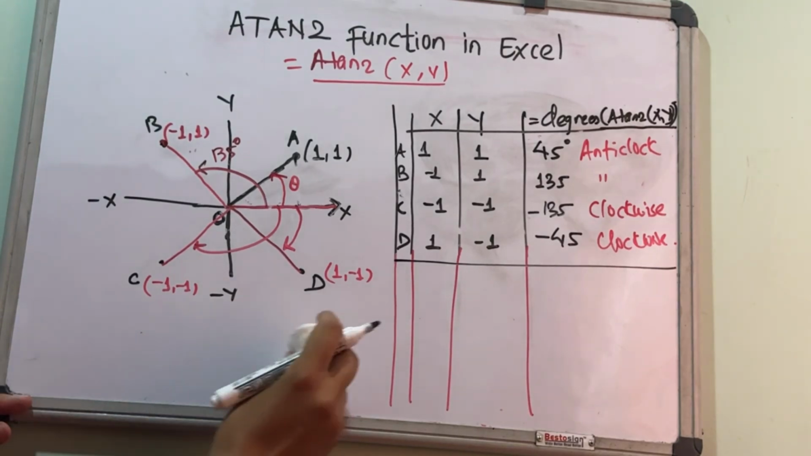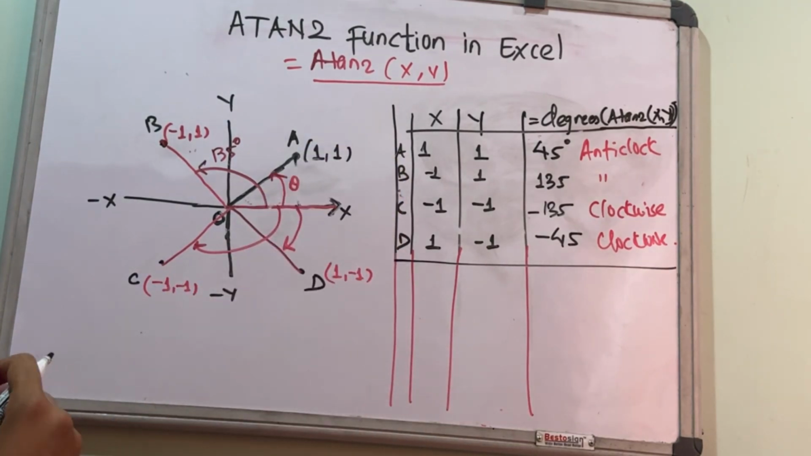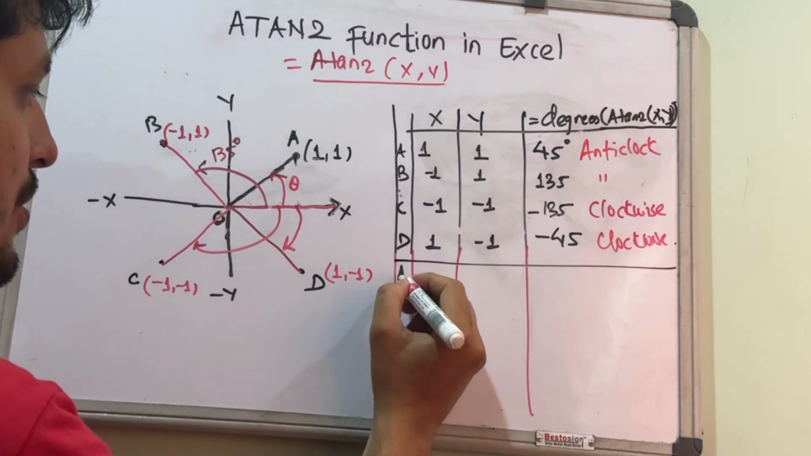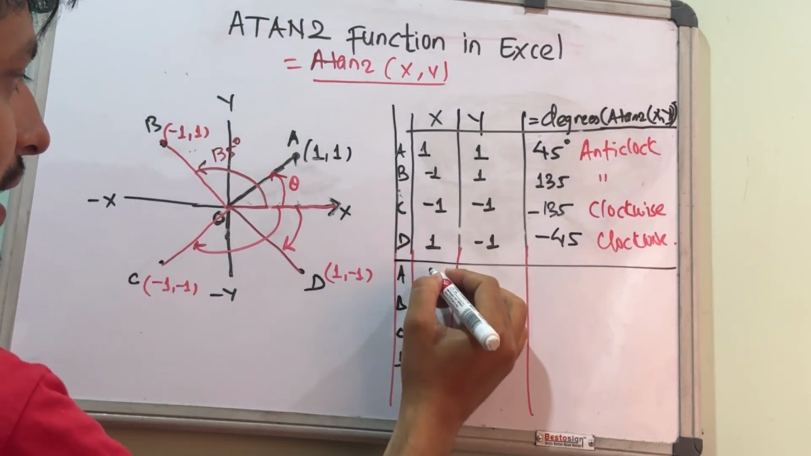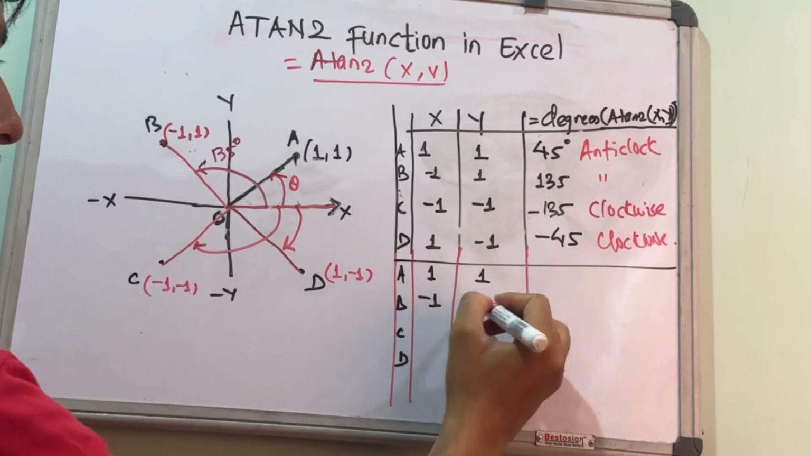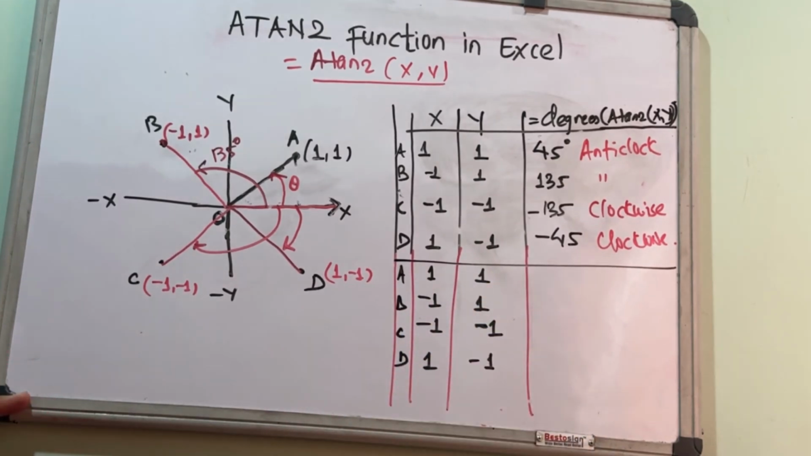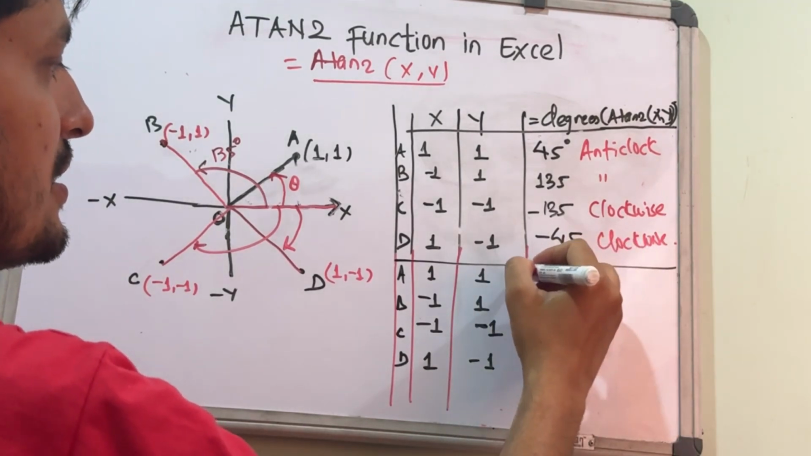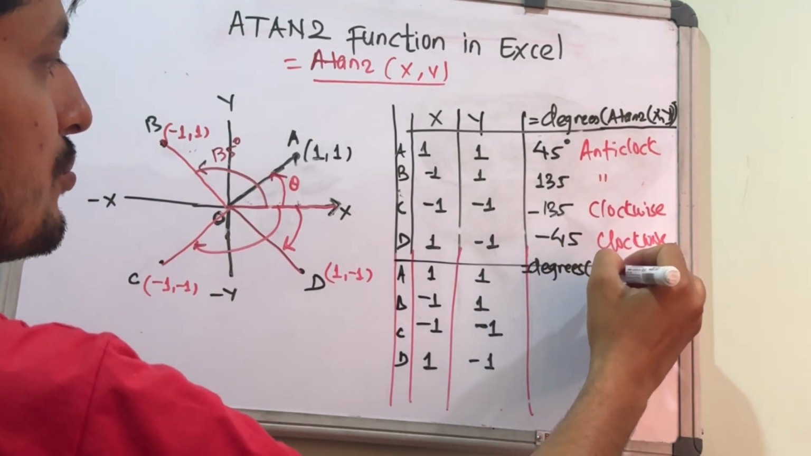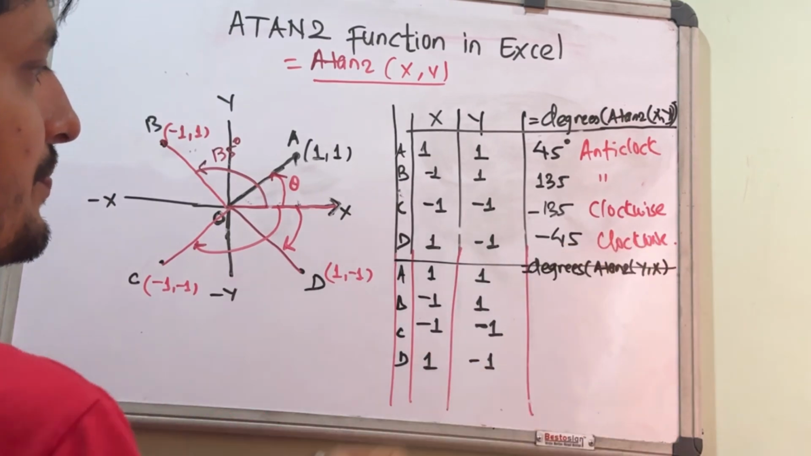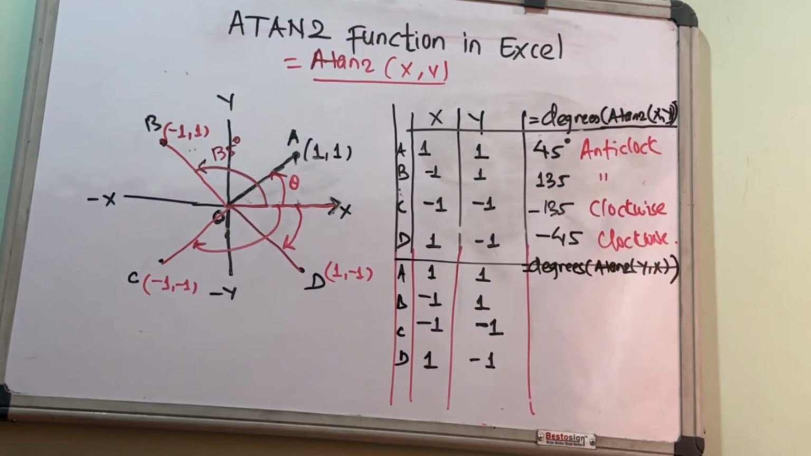Okay, so while reversing the order, I will show this: points A, B, C and D. The x coordinates are 1, 1, minus 1, 1, minus 1, minus 1 and 1, minus 1. Okay, now if you type degree is equal to DEGREES(ATAN2(y, x)), then if you type this function in Excel, what will happen?